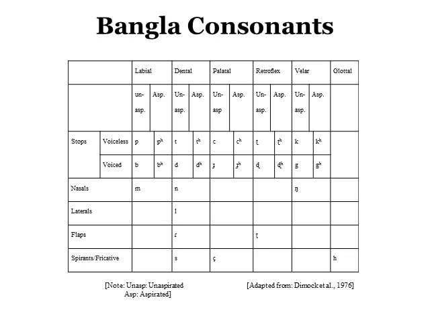So this is from Dimock et al. 1976, and as we can see in the chart, the aspirated and unaspirated stops in Bangla are in contrastive distribution. So, because the aspiration in Bangla language is a phonemic feature. And as we also can see, Bangla has 3 spirants or fricatives, sa, sha, ha. And all of these are voiceless, and Bangla also has 2 flaps.